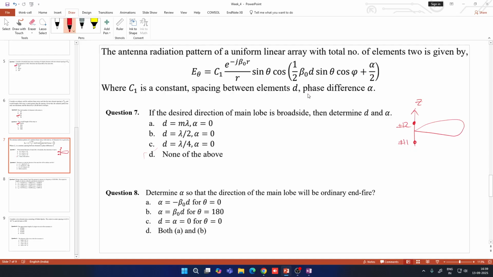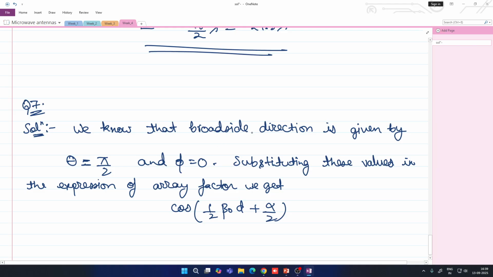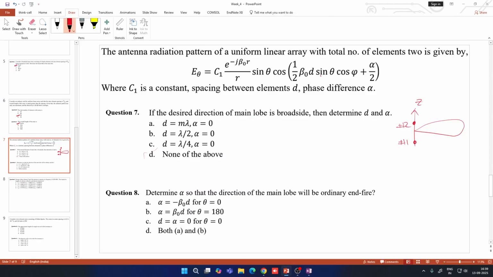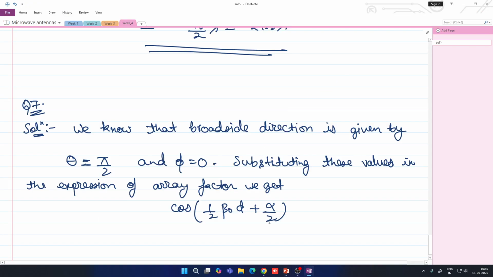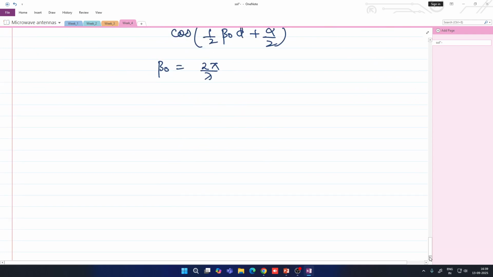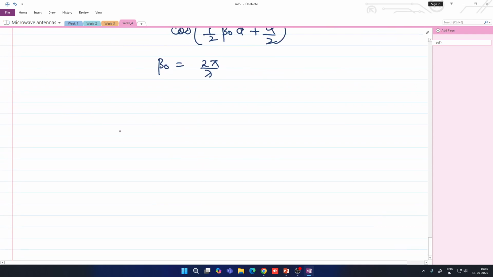So I have substituted the values. If you want it to be in broadside direction, theta must be pi by 2 and phi should be 0. So that's what we got. And beta naught we know is 2 pi by lambda. So if you put it here, it comes out to be 2 pi by 2 lambda into d plus alpha by 2.